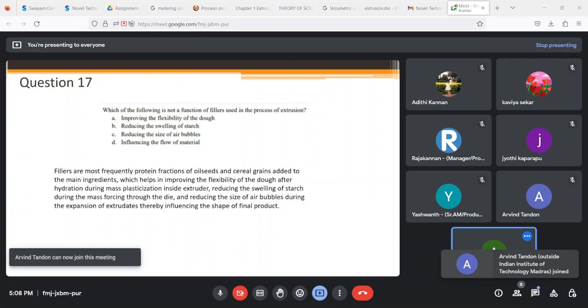So one is improving the flexibility of the dough. Second is reducing the swelling of the starch. And C is reducing the size of the air bubbles, whereas it does not influence the flow of the material. That is not the role of fillers. So the answer is option D.